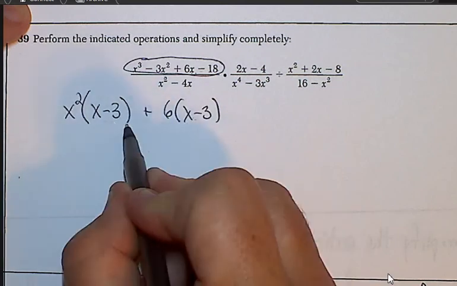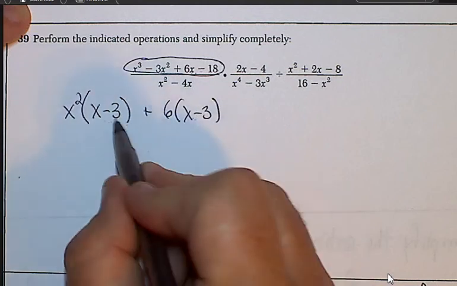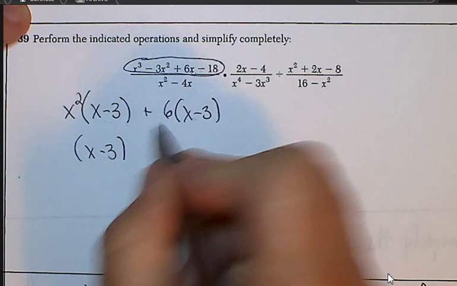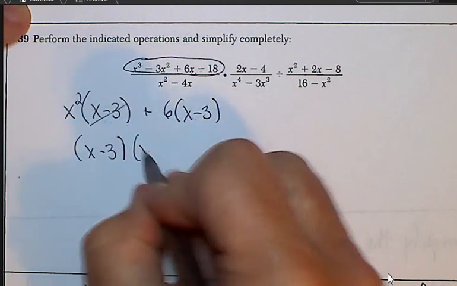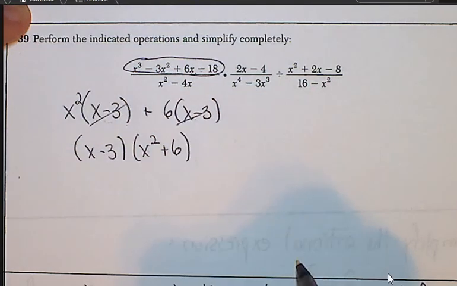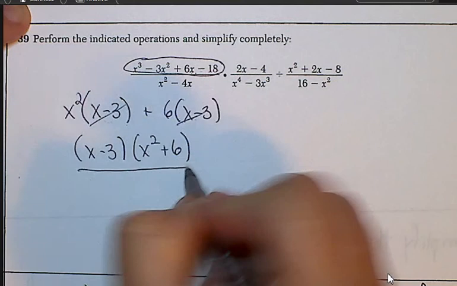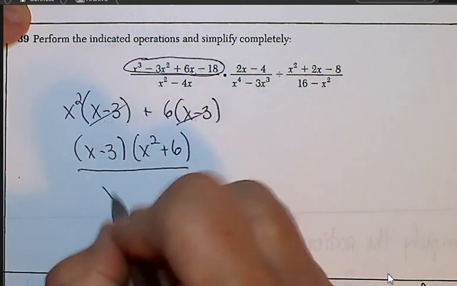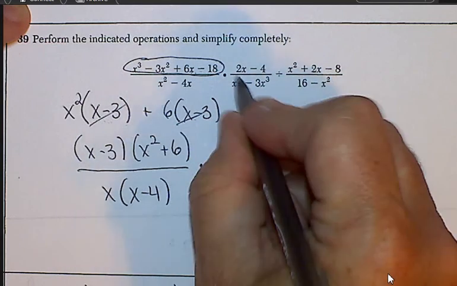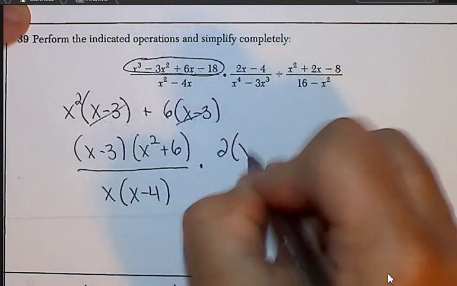And when I take a look at these two terms and I pull out the greatest common factor, it is an x minus 3. So I take it out of here, that's going to leave me with an x squared. I take it out of here, that's going to leave me with a plus 6. So that's factored completely in terms of the top. Now I move to the bottom, and I'm going to take an x out, leaving me with an x minus 4, times, I'm going to take a 2 out of here, leaving me with an x minus 2.